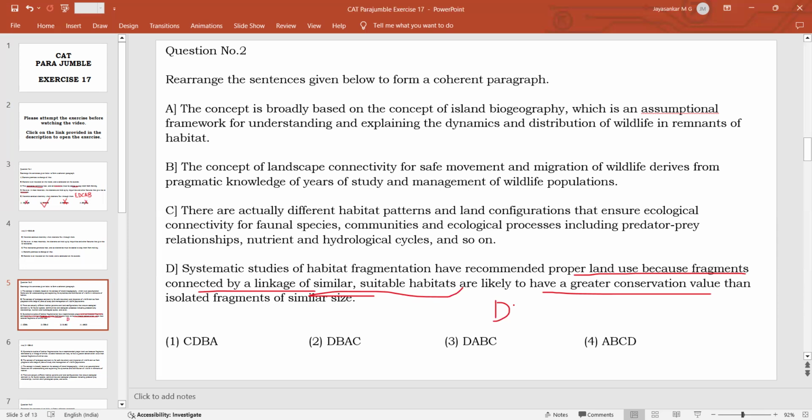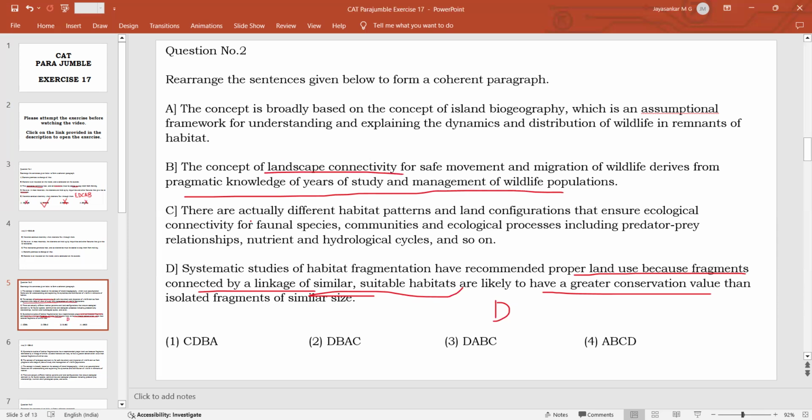Then what should be the next statement? See, there is a connection between B and D. What is the connection? The concept of landscape connectivity for safe movement and migration derives from pragmatic knowledge of years of study and management. So, how did this concept of landscape connectivity evolve? It evolved from years of study of management and wildlife operation.